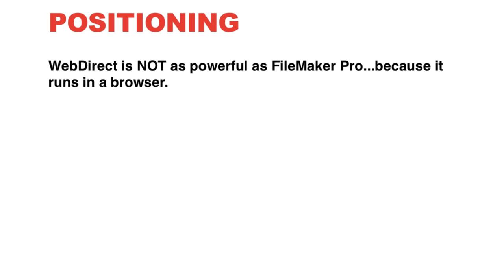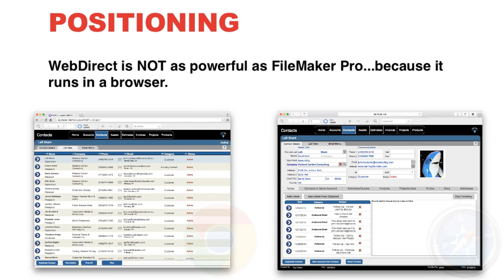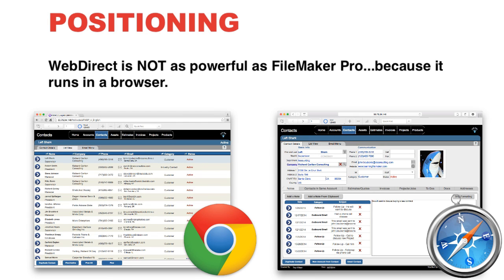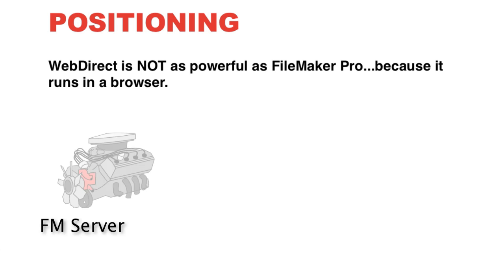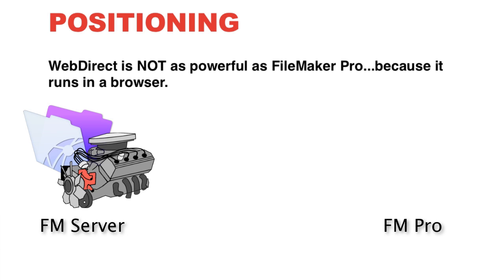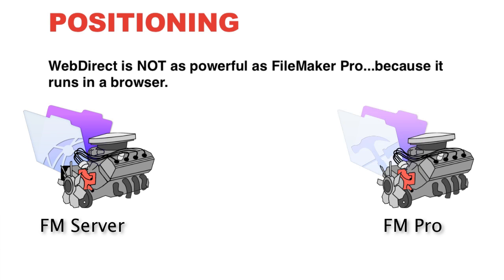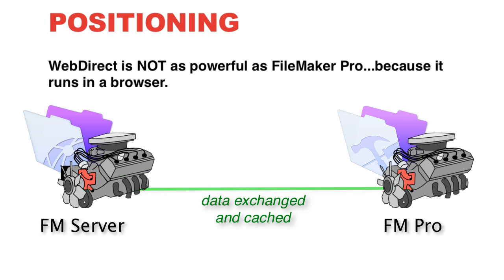WebDirect is fundamentally not as powerful as FileMaker Pro because it runs in a browser. WebDirect does not run in a dedicated piece of software. FileMaker Server has its own database engine under the hood. FileMaker Pro has its own database engine under the hood. And as FileMaker Pro interacts back and forth across the network with FileMaker Server, data is exchanged back and forth and cached back and forth.